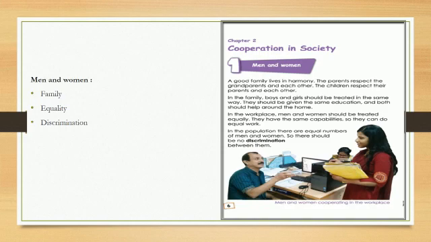In a family, boys and girls should be treated in the same way. They should be given the same food, same education, and they should help around the home. In the workplace, men and women should be treated equally. They have the same capabilities so they can do equal work. In the population, there are equal numbers of men and women, so there should not be any discrimination between them.